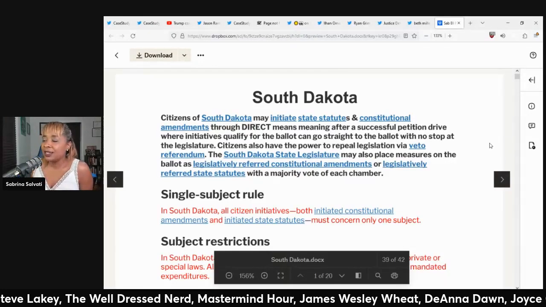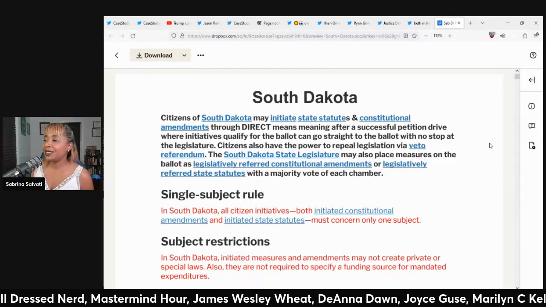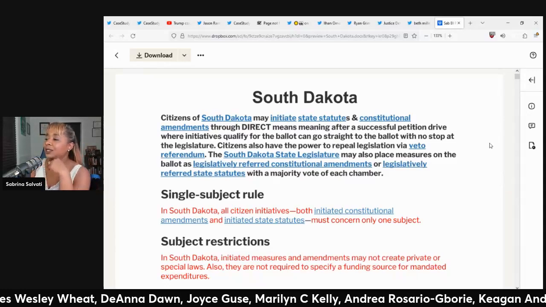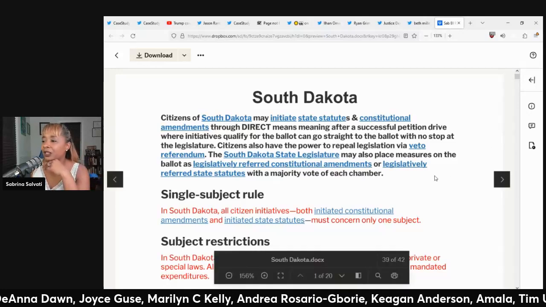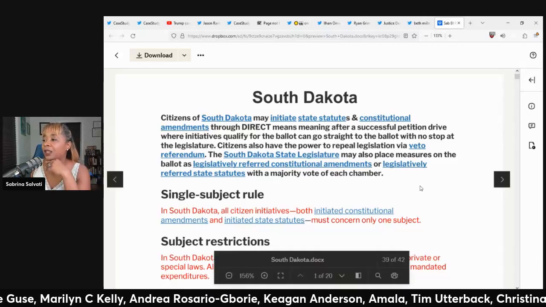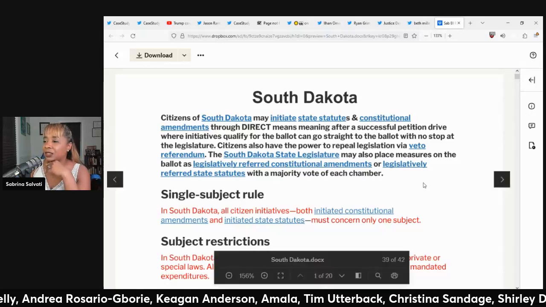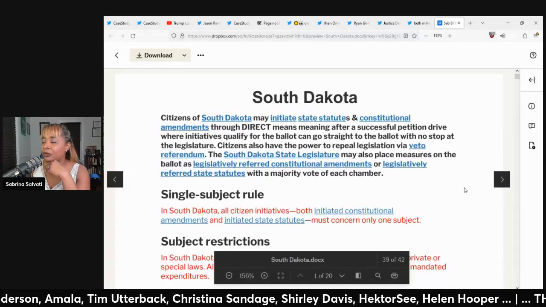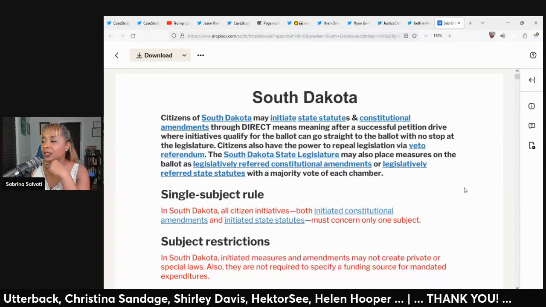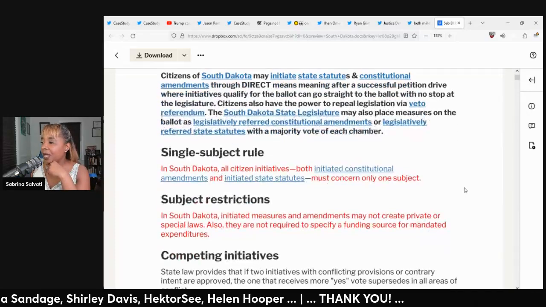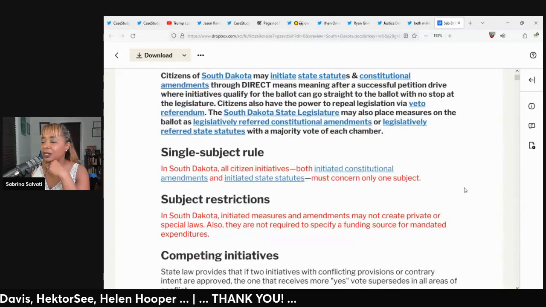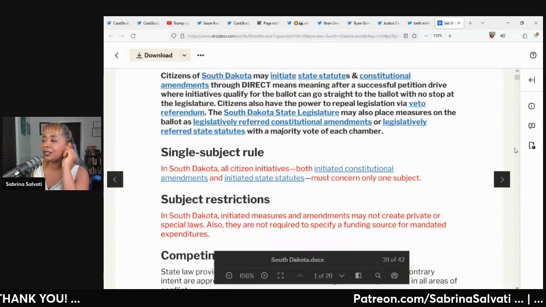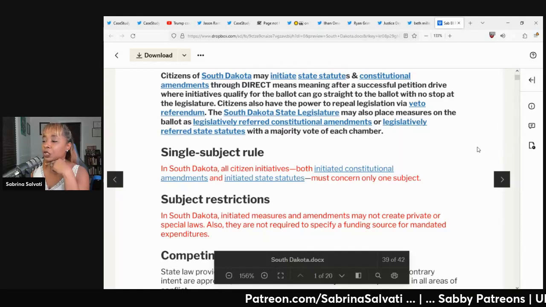South Dakota. Citizens of South Dakota may initiate state statutes and constitutional amendments through direct means, meaning after a successful petition drive, initiatives that qualify for the ballot can go straight to the ballot with no stop at the legislature. Citizens have the power to repeal legislation via referendum. The South Dakota state legislature will also place measures on the ballot as legislatively referred constitutional amendments or legislatively referred state statutes with a majority vote in each chamber.